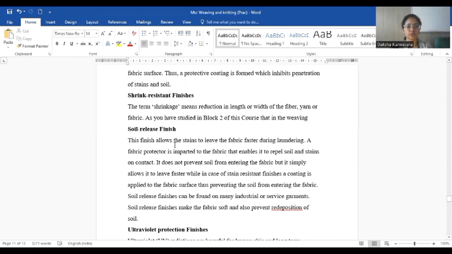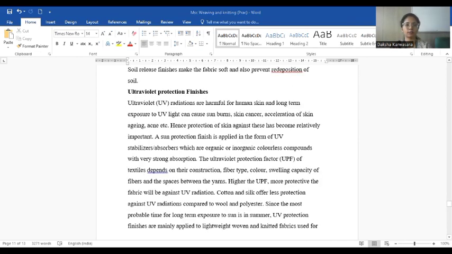Next one is the soil release finishes, which is likely the same as the stain release finishes, in which the soil can easily be removed. Ultraviolet protection finishes. It is also known as UV radiation finishes.